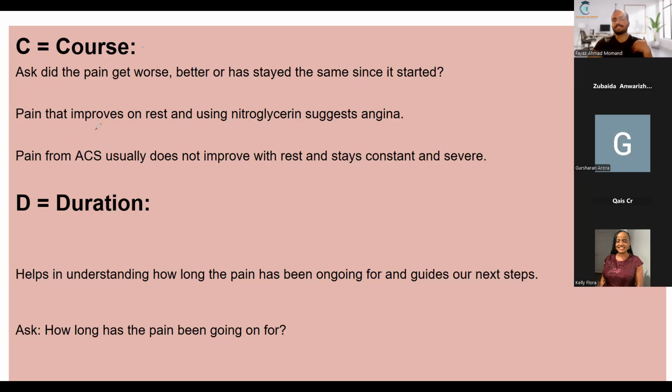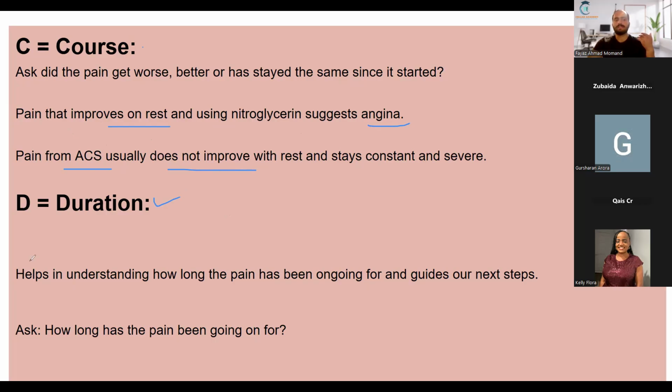Chest pain that starts on exertion and improves on resting is likely to be angina, stable angina. Pain from acute coronary syndrome usually does not improve with rest, stays constant and severe.